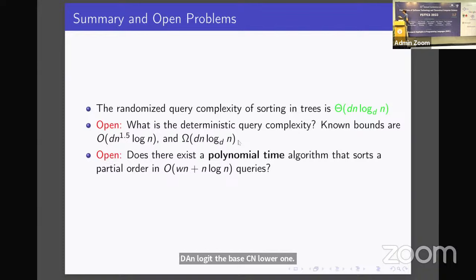And another open problem is whether there exists a polynomial time algorithm that sorts a partial order in this optimal number of queries. Remember that the algorithm of Daskalakis and others used exponential time in figuring out these optimal number of queries, right? So this is another open problem. Yeah, if you have any questions, please ask.